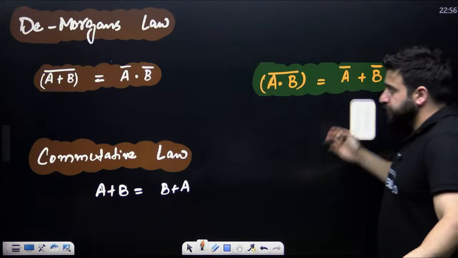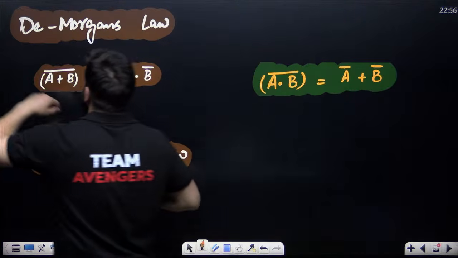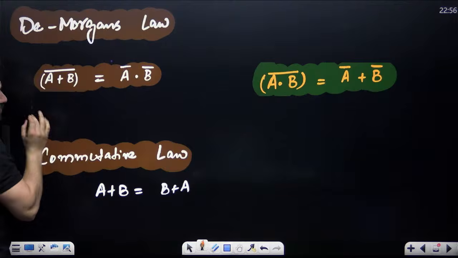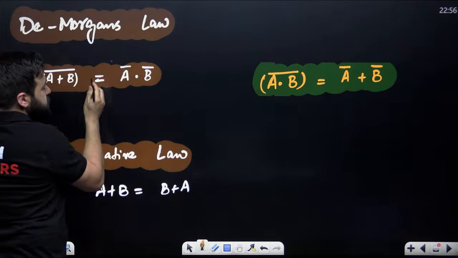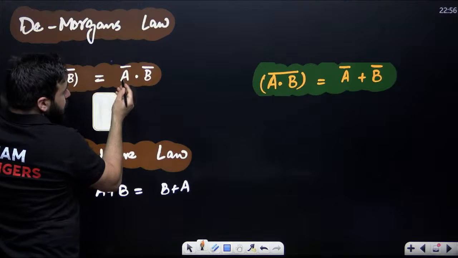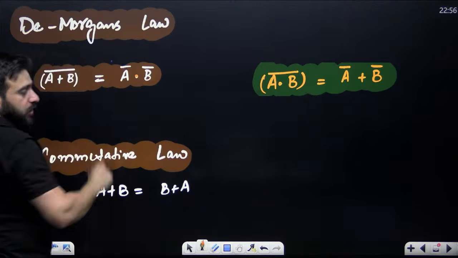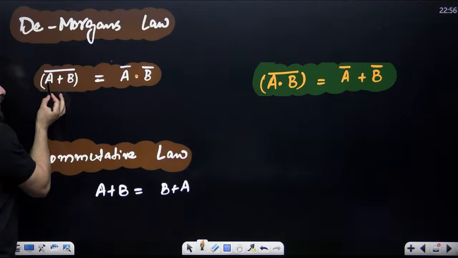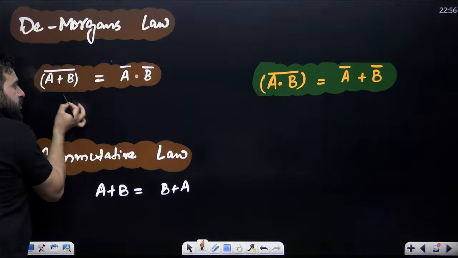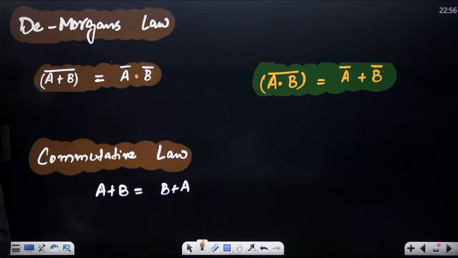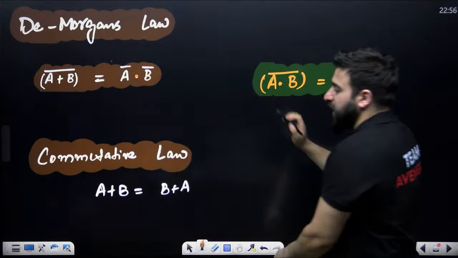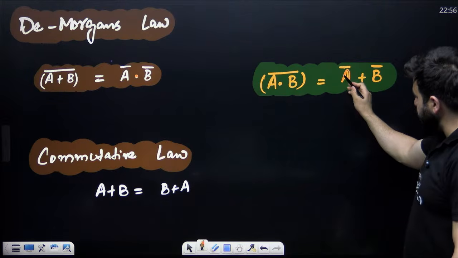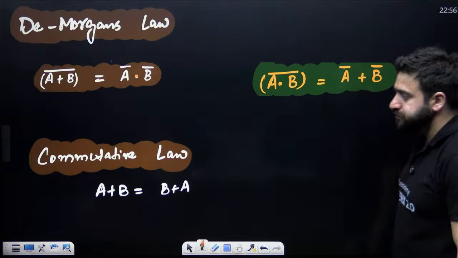Now, De Morgan's law. What does De Morgan's law actually say? De Morgan's law says that A plus B whole bar, if you want to break this bar, you can say A bar into B bar. Basically, if you want to break this bar, this addition sign changes to multiplication. Similarly, if it is A into B whole bar, if you want to break this bar, you can write it A bar plus B bar.